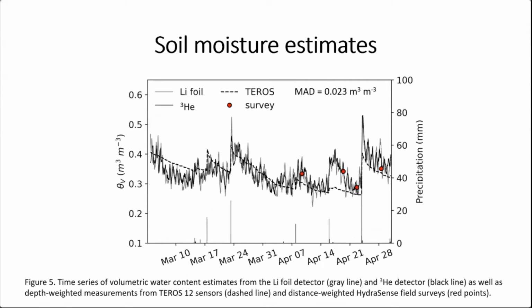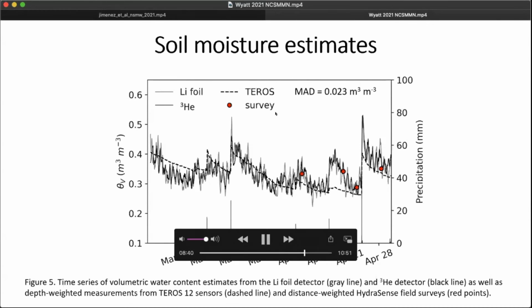Finally, we're able to convert the neutron counts into a volumetric water content. That's what's shown in this figure. We have the lithium foil detector's estimated volumetric water content shown in gray, and the same for the helium-3 detector shown by the solid black line. Then we have the Teros soil moisture sensors, which were installed only in the center of the field in that heavy clay soil. Those are shown by the black line. And then we have our 4 survey points indicated by the red circles.